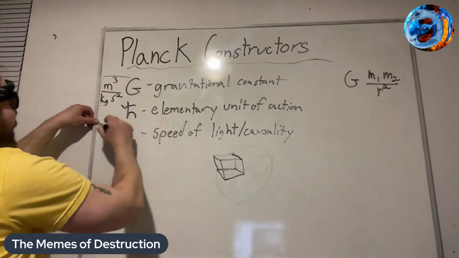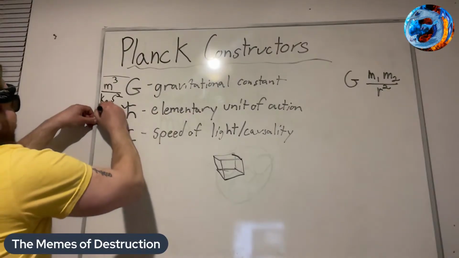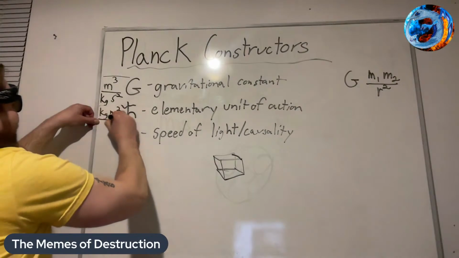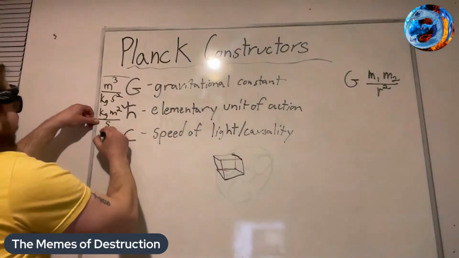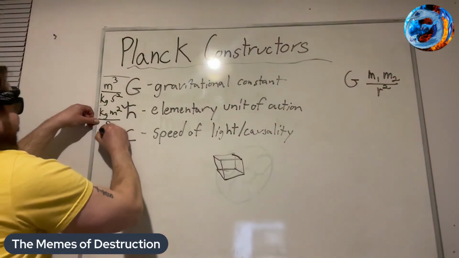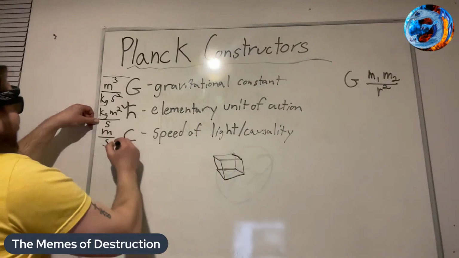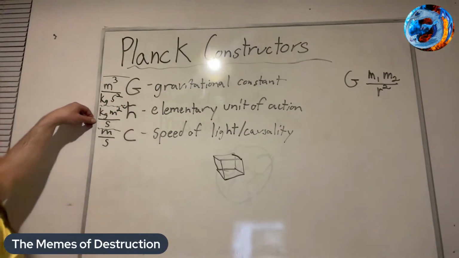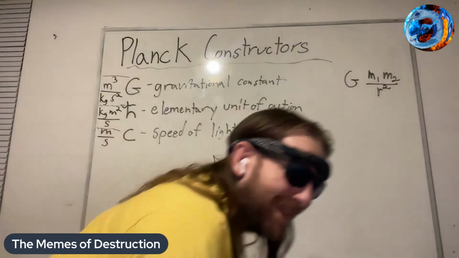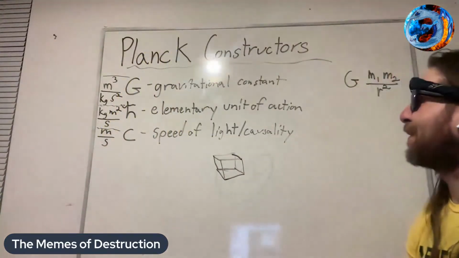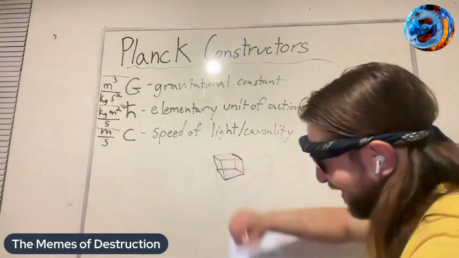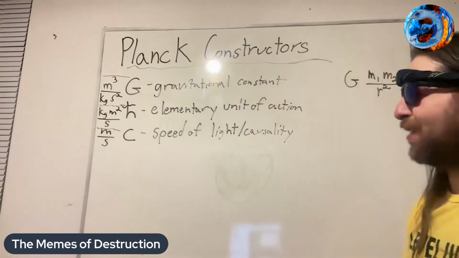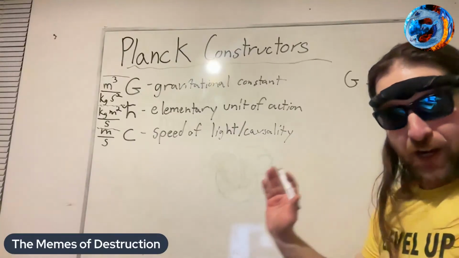And then this guy over here, this is kilograms. You've got a mass squared. And then you've got seconds over there, and then speed is just meters divided by seconds. All right. I know it's so messy, but basically these are the dimensional ingredients for the stuff that we're working with right here.